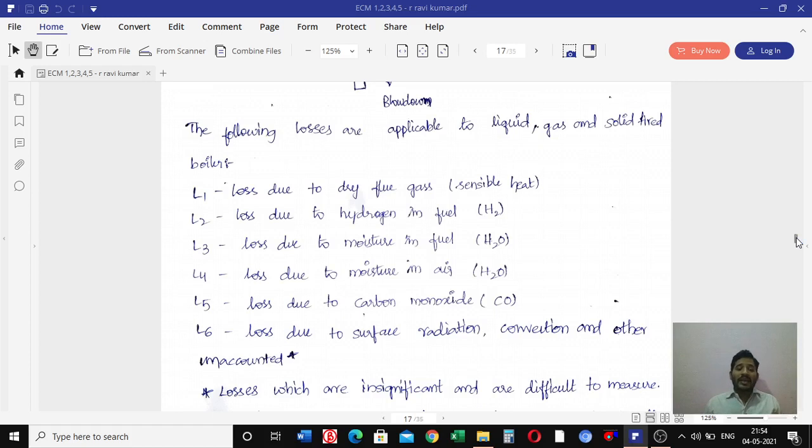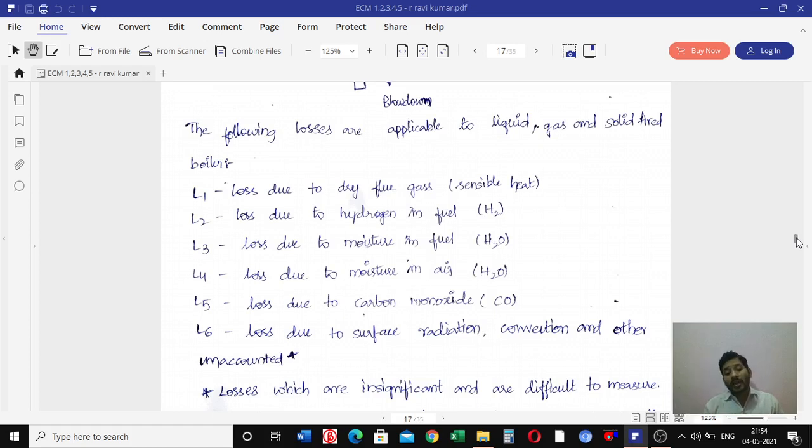So L1 represents the loss due to dry flue gas, which we can say is sensible heat. L2 represents the loss due to the hydrogen in fuels. L3 represents the loss due to moisture in the fuels. How much moisture is in the fuels? L4 represents the losses due to the moisture in the air.